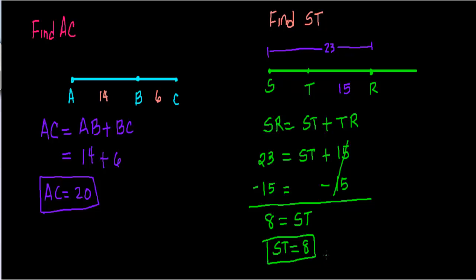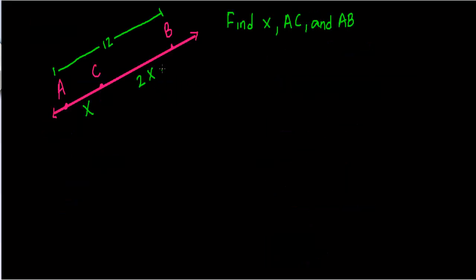Now, for the next example, I'm going to give you one using a little bit of algebra. We're going to use the segment addition postulate, and we have a little bit of algebra. I have segment AC, CB, AB. I want you to find how much x is. Tell me the distance between AC and tell me the distance between AB. So let's start. This is what you're going to do.